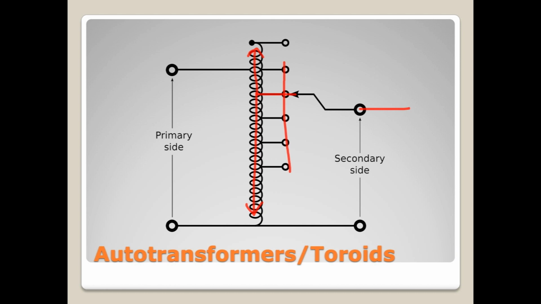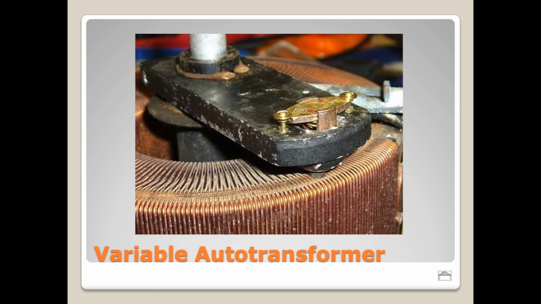So that means by turning a knob, we can adjust voltage up and down nice and smoothly for whatever reason we might need. Here's a picture that shows that.